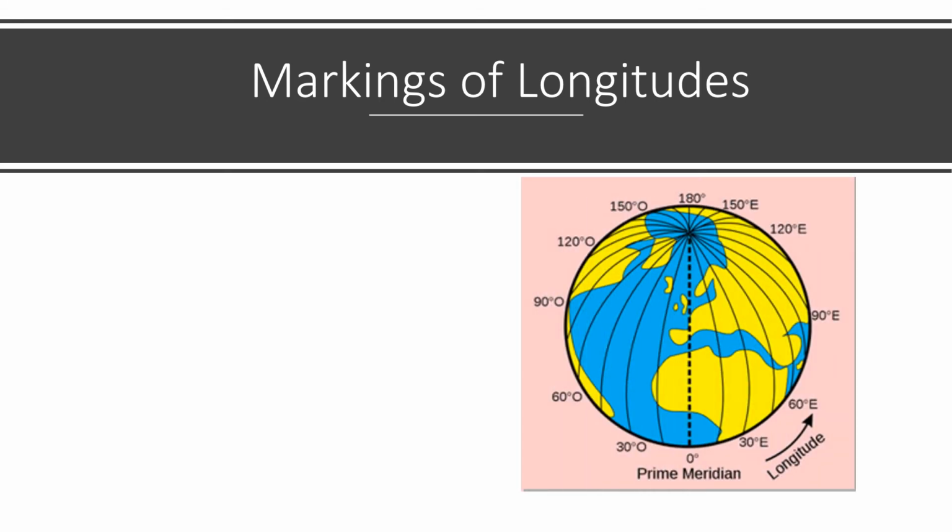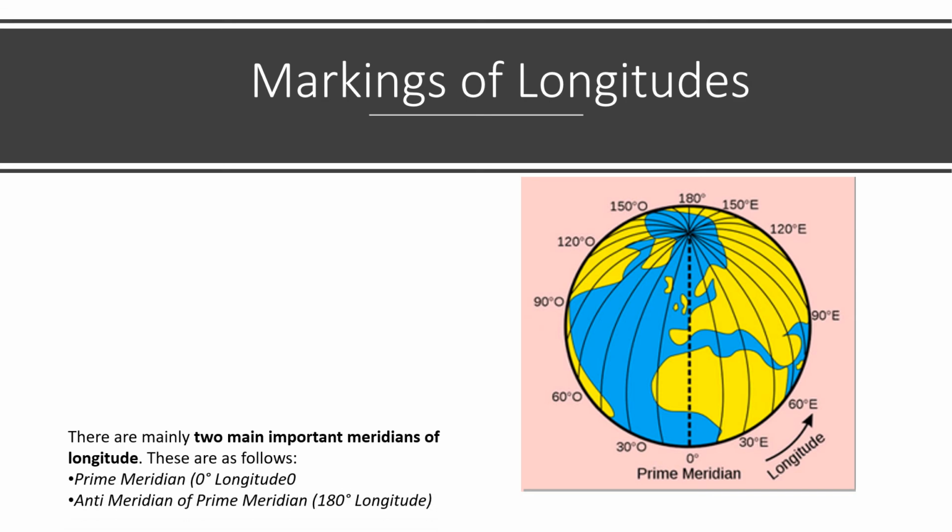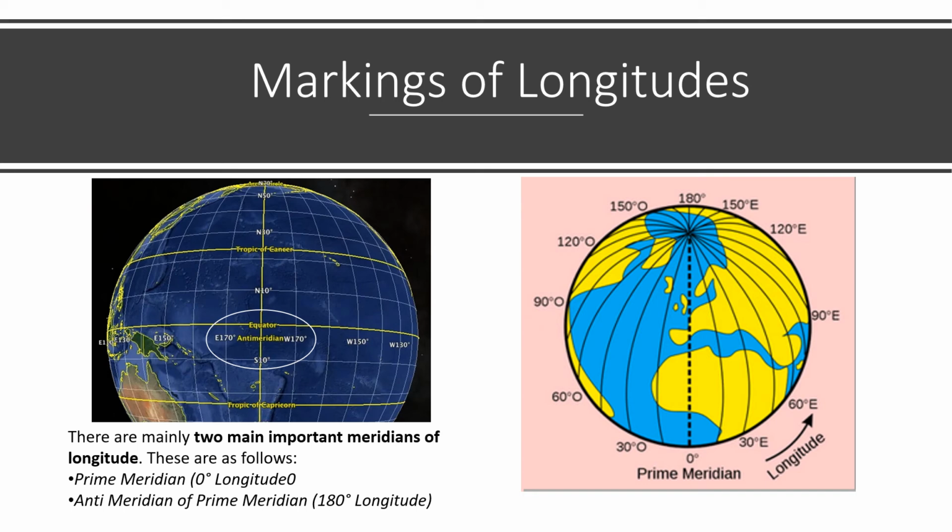Markings of longitude. Longitudes are vertical lines drawn on a globe or map that run from the North Pole to the South Pole. There are mainly two important meridians of longitude. One of them is the prime meridian, which is at 0 degrees longitude. This is also known as the Greenwich meridian. The reason for calling it the Greenwich meridian is that this longitude runs through the old Royal Observatory at Greenwich, which is near London.